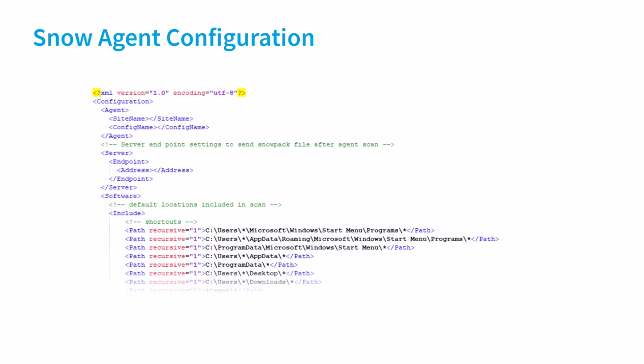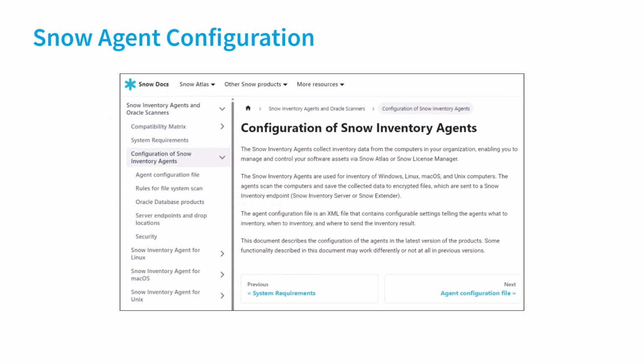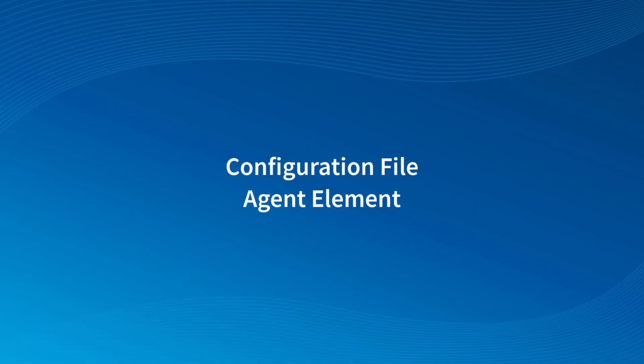These chapters will be packed with tag names, options and suggestions, and are probably something you want to watch when you are about to create your first agent. To read the full documentation, visit the SnowDocs portal and find the section Configuration of Snow Inventory Agents.